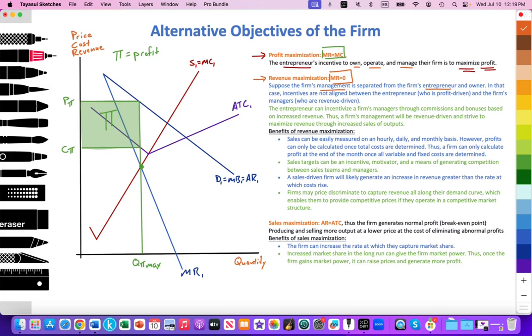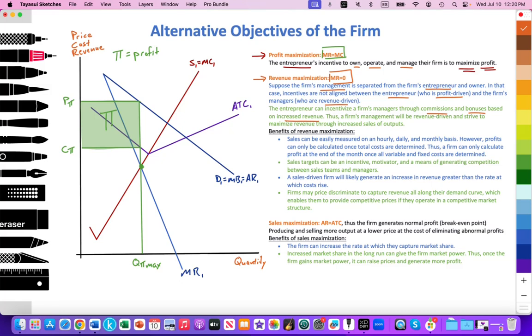In that case, the incentives are not aligned between the entrepreneur, who is profit-driven, and the firm's managers, who may be more revenue-driven, more revenue earned by the firm. Perhaps they get a commission or a bonus from that, so they're more motivated by driving sales, potentially. So the entrepreneur can incentivize the firm's managers through commissions and bonuses based on increased revenue.